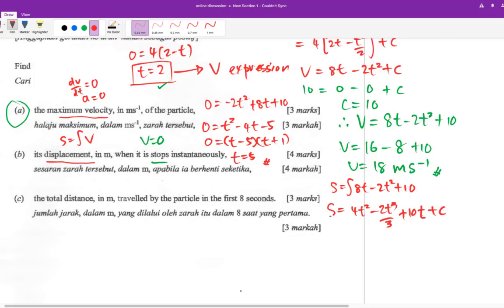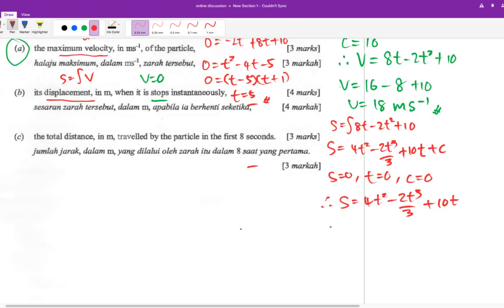Alright, then because at the origin s equals 0 when t equals 0, you sub into here and you will get c equals 0. Therefore, my s equation is just 4t squared minus 2t cubed over 3 plus 10t. You just got your t, right, which is 5. So you need to substitute your 5 into the equation for s here. So s equals 4 times 25 minus 2 times 125 over 3 plus 10 times 5, which is 50. Then you just solve this equation and you will be able to get the correct answer.